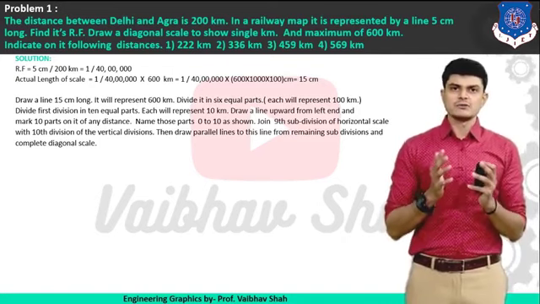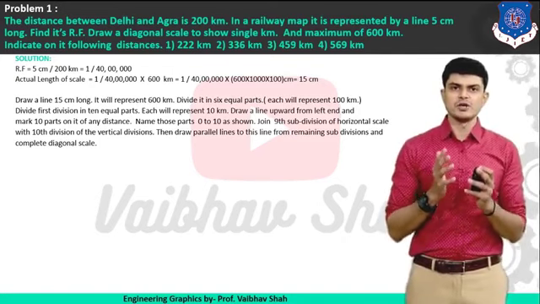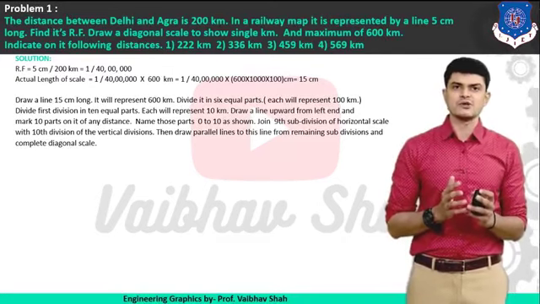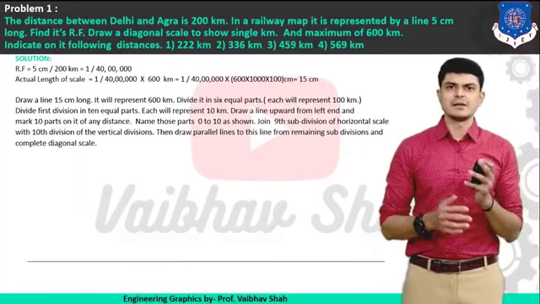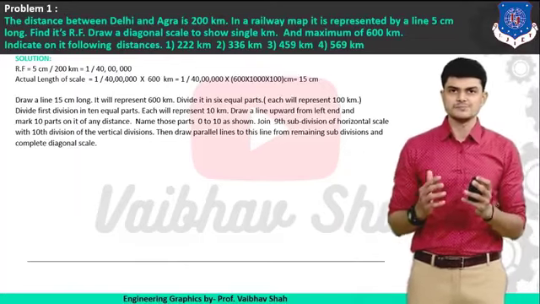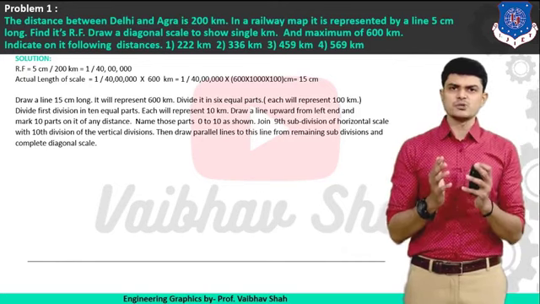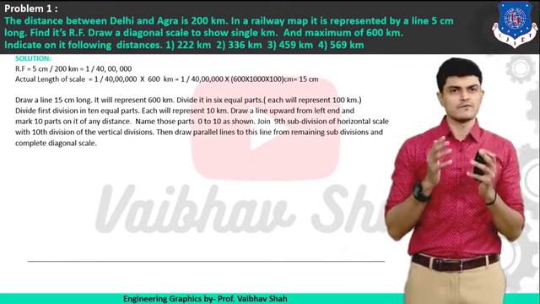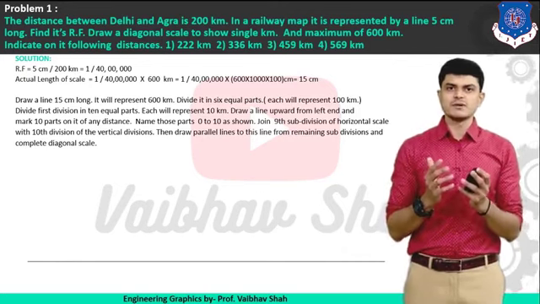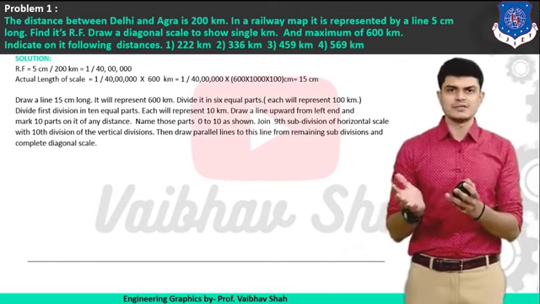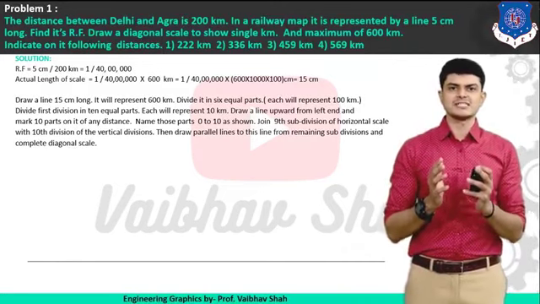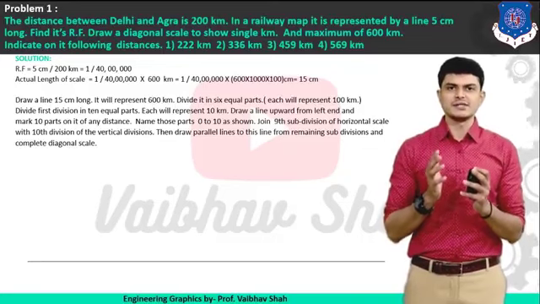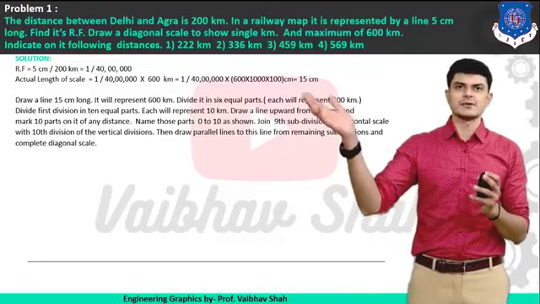So now the actual length of scale must be your 15 centimeter long line. So let us draw first a line of 15 centimeter long onto your drawing sheet like this. After that, we need to divide this line into suitable number of equal divisions. So what are the number of equal divisions we should divide this line into? It solely depends on your maximum length. So what is the maximum length here?